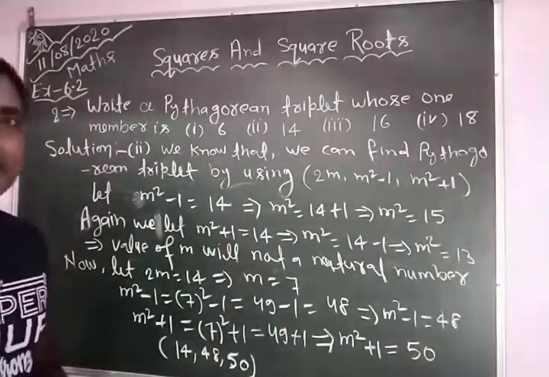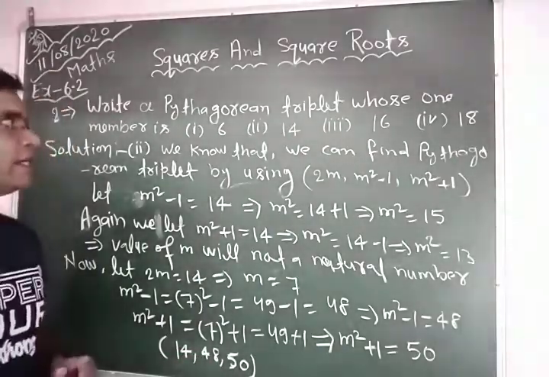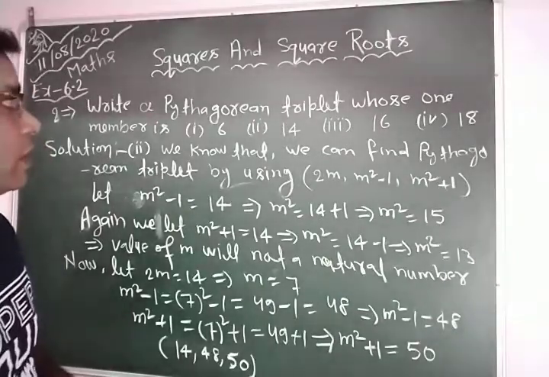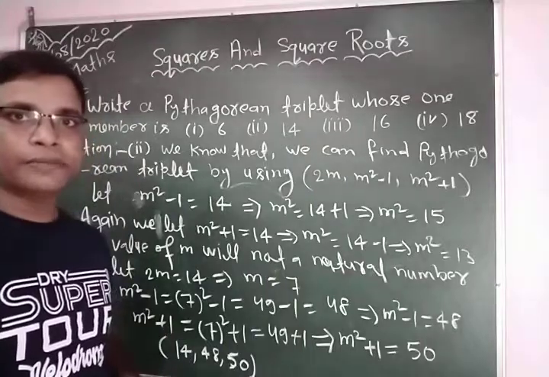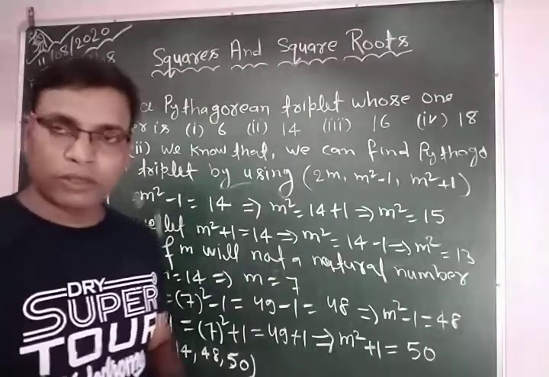So students, I hope all of you understood how to find a Pythagorean triplet whose one member is given. Okay, so thank you for watching.